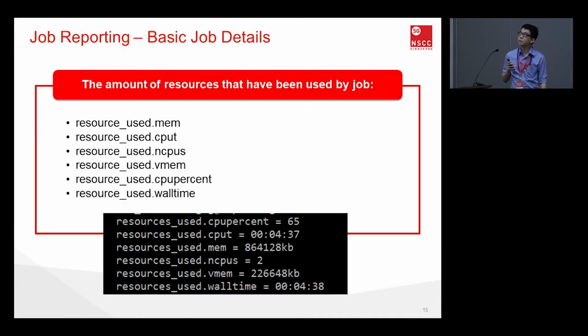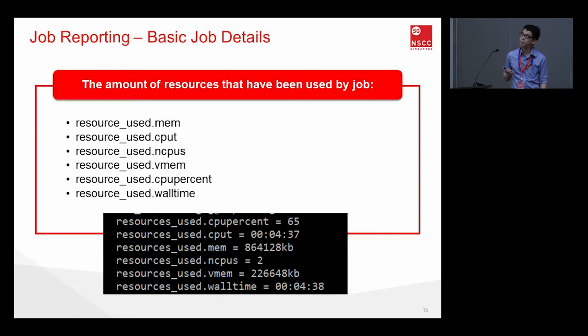Okay, sorry, previous. Okay, this one is another useful piece of information. This is mainly to show you how much resource your job has consumed or used. As you can see, there are memory, CPU time, number of CPUs, virtual memory, CPU percent and walltime. I think most of them, if you have used ASPIRE 1, you're very familiar with already.